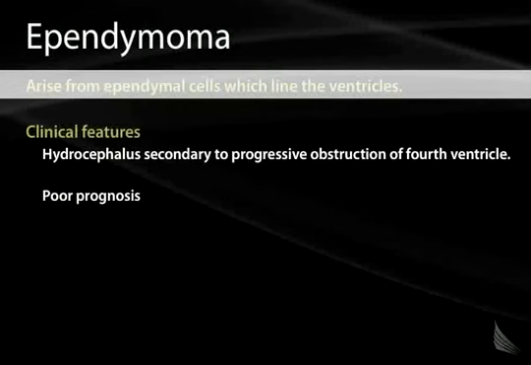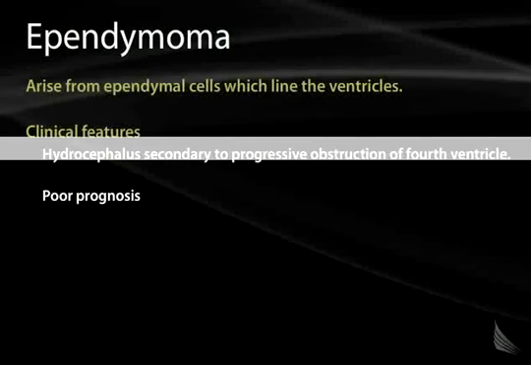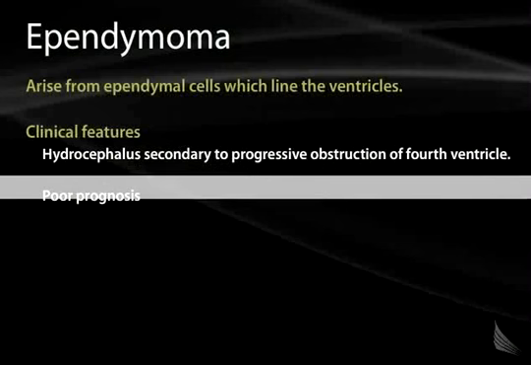Ependymomas arise from, as you guessed it, ependymal cells which line the ventricles. Here, the clinical features are hydrocephalus because the ependymoma grows into the ventricle and obstructs the outflow of CSF. These disorders have a poor prognosis, but should be kept in mind whenever you see a mass near the ventricular system.